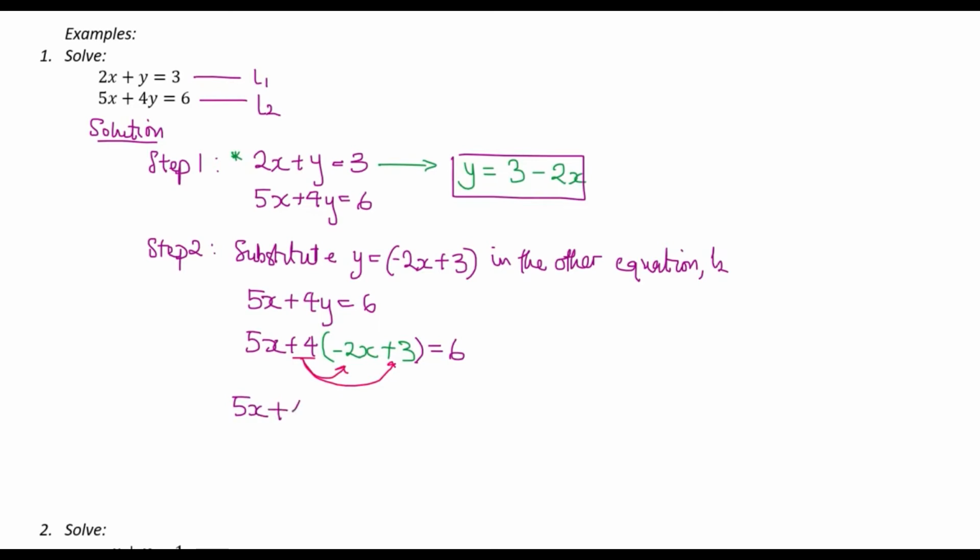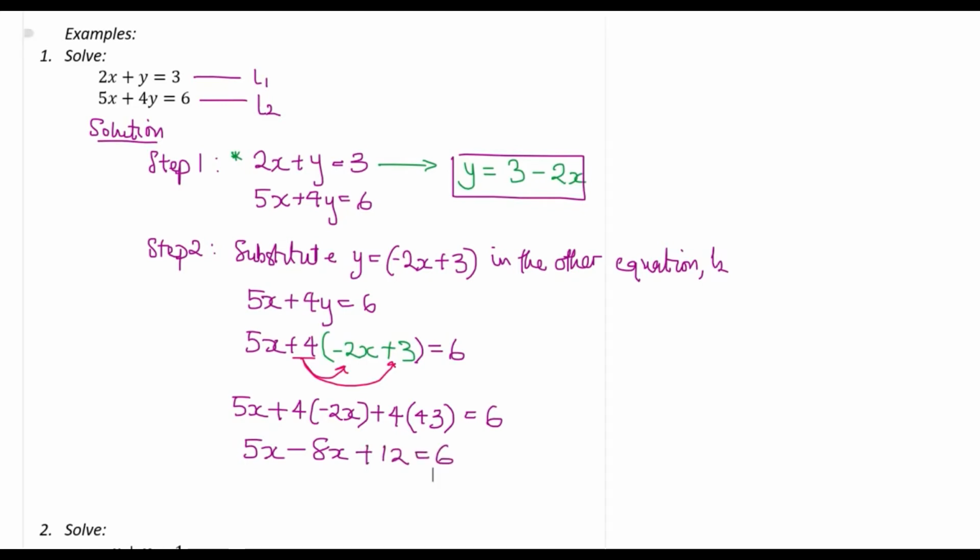4 times -2x, and the next one here is plus 4 times +3, and this here is equal to 6. So in here we have our 5x, +4 times -2x gives us -8x, and +4 times +3 gives us +12, and this here is equal to 6.